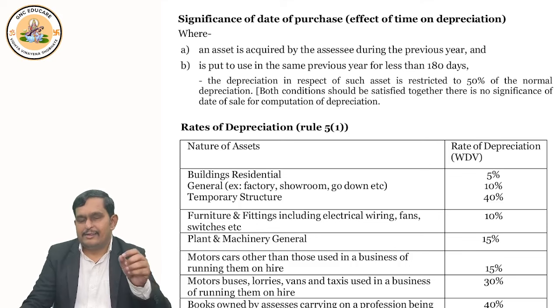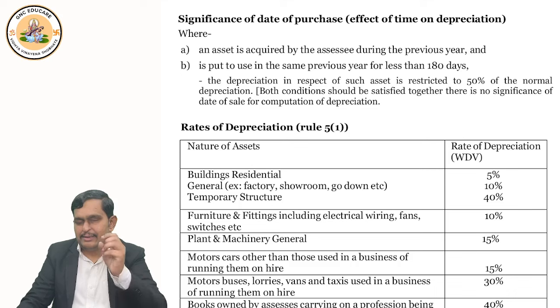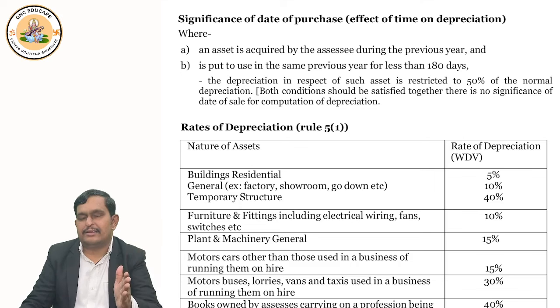Suppose the asset is used in the year of purchase for 180 days or more, then claim full depreciation. Like I said, if a 1 lakh asset is there and 10% is the depreciation rate for furniture, then claim 10,000 depreciation. So if in the year of purchase you put the asset to use for 180 days or more, claim full depreciation, whatever rate is given. If you put to use for less than 180 days, but you put to use, then claim half depreciation. But in the year of purchase, if you did not put to use, then don't claim depreciation.